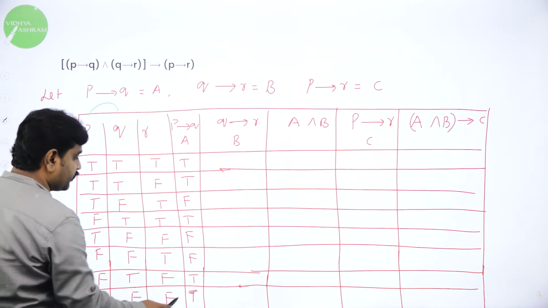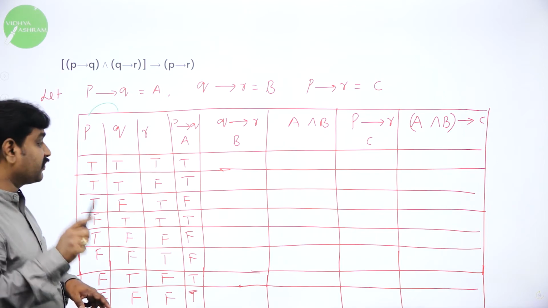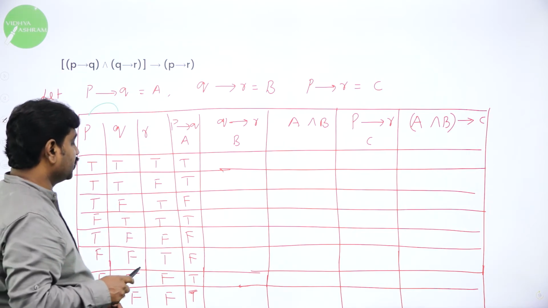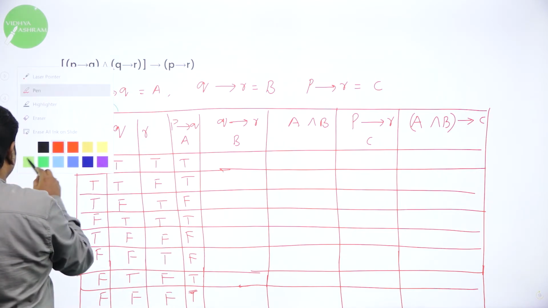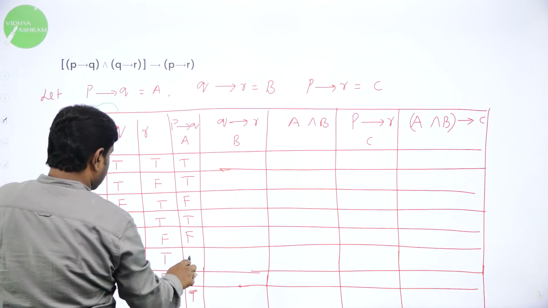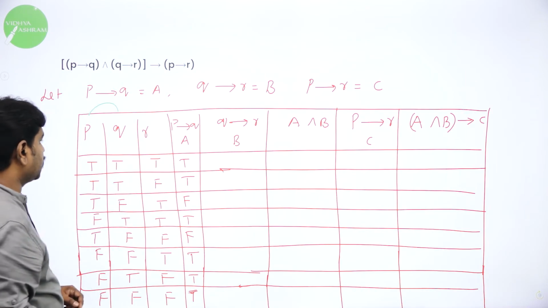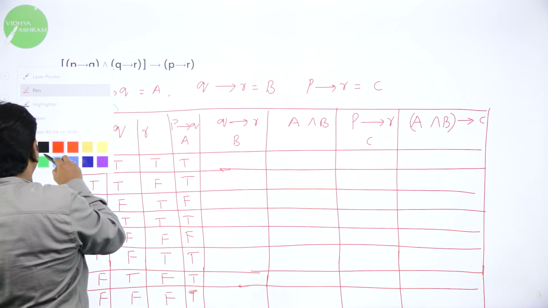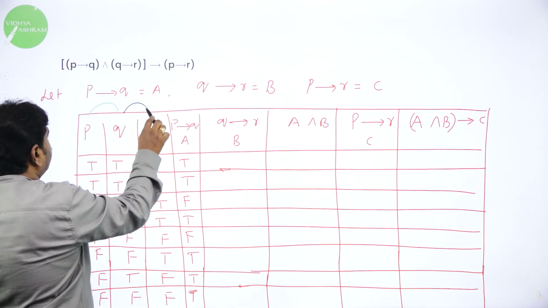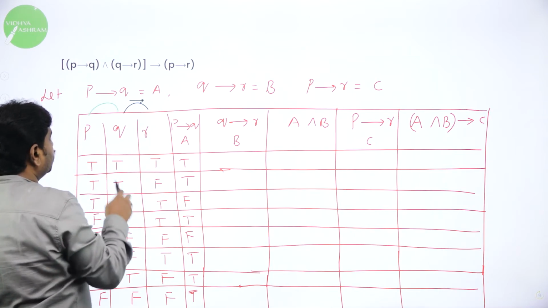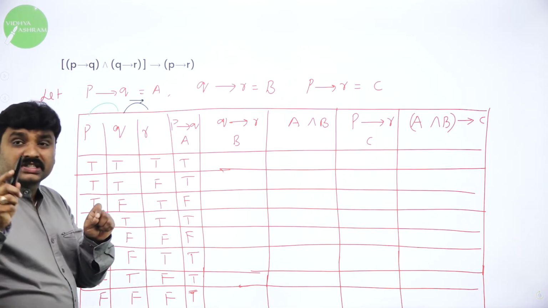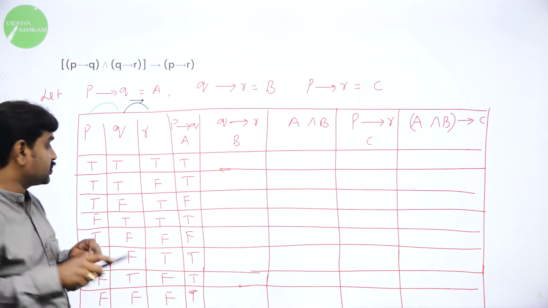In implies, if the first one is true and the second one is false, only then it is false; in all other cases it is true. Here false, false also becomes what? True. False, false is also true. Now Q implies R. So we need to see Q and R. For these two I should apply implies. First one true, second one false, only then false, in the remaining cases true.